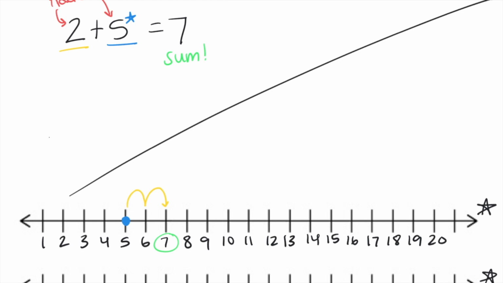Let's do one more. If I have 9 plus 3, my add-ins are 9 and 3. What's the bigger add-in? 9. So that's where I'm going to start. I'm going to start right here on 9, and I'm going to hop up how many? 3. 1, 2, 3. Whatever number I stop at on the number line is my answer. And where did I stop? 12. So what is my sum? 12.